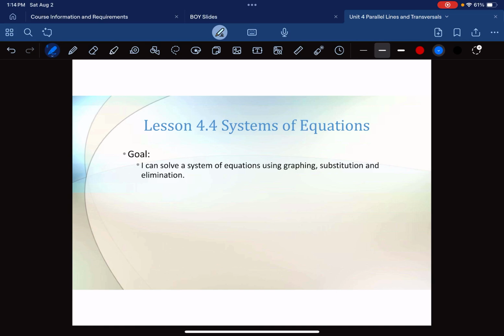All right, this is lesson 4, systems of equations. So again, this is a throwback to Algebra 1. I hope you remember how to solve these systems. There's three methods: graphing, substitution, and elimination. So we'll look at those three today in the goal.